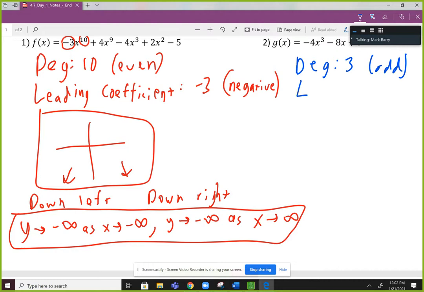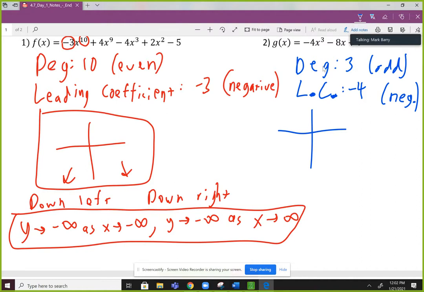Okay, I'm going to abbreviate this LC now, since we know that means leading coefficient. So the leading coefficient on this one, I would say, is -4, which we know, more importantly, is the fact that it's negative. So for the degree, I care whether it's odd or even. For the leading coefficient, I care if it's positive or negative.